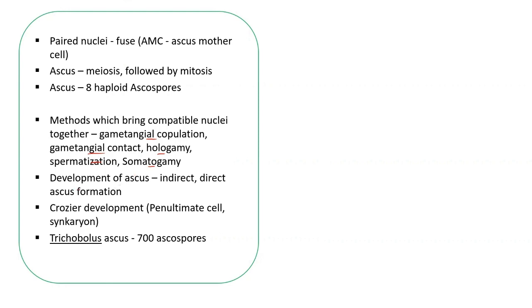Then development of ascus, whether it can be indirect or direct ascus. Then you should also be knowing about procedure development. What is penultimate cell? What is synkaryon? Then in Thelebolus ascus, there are around 700 ascospores. This is also quite important.